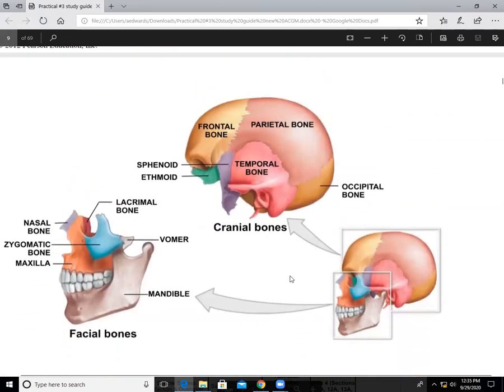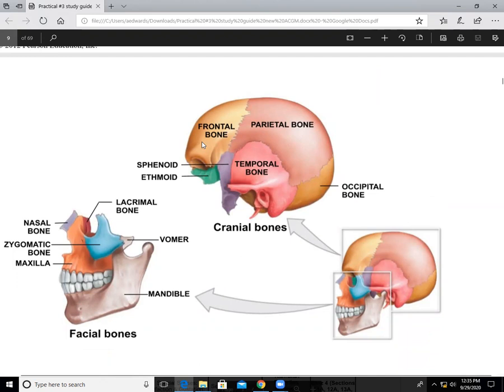All right, so let's talk about the bones of the skull and the cranium. We'll start with cranial bones and look a little bit at facial bones. It's important to learn these because knowing the names of particularly these bones will help you when you're learning the muscles later, because a lot of the names are similar based on the region.